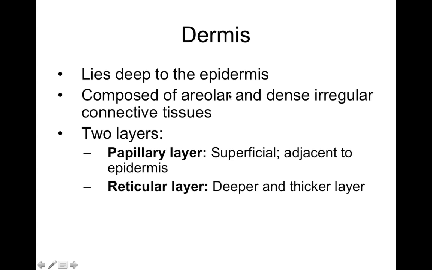So we're going to move on next to the dermis. There are two main layers of the dermis: the papillary and reticular layer. Which one's the thickest? Reticular, right? It's 80% of the thickness. Papillary is 20%. Which one's more superficial? Papillary, good. Which one's composed of areolar connective tissue? Papillary layer. And the reticular layer is made of dense irregular connective tissue.